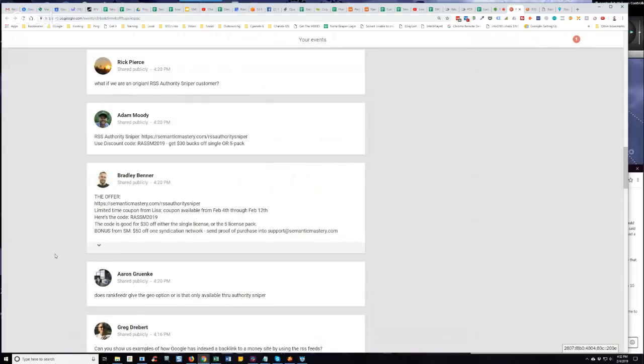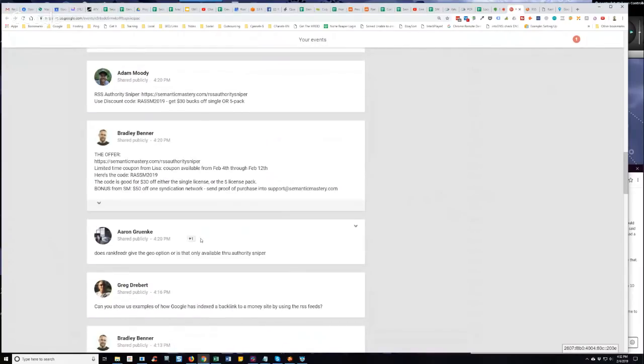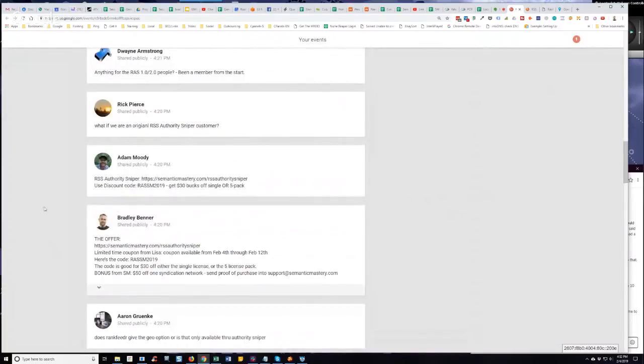Right. Aaron says, does RankFeedr give the geo option, or is that only available through Authority Sniper? RankFeedr has it as well. Okay. Yeah, because I had to do work in both places in order for it to be there. You can't put it into the feed unless RankFeedr knows how to put the geo-targeting in there. So I did all of that work first, and then I tailed it back to the RSS Authority Sniper, so you could use it both places.